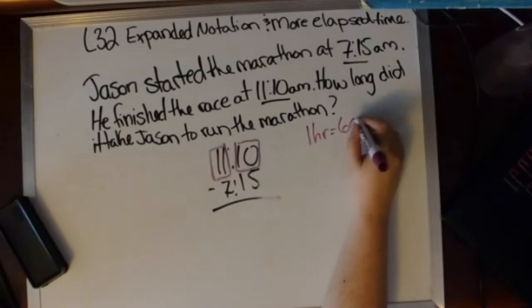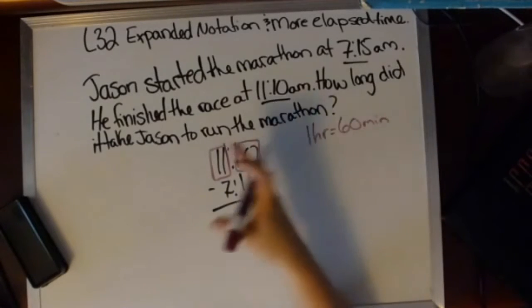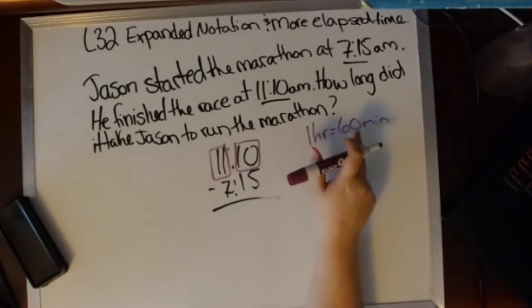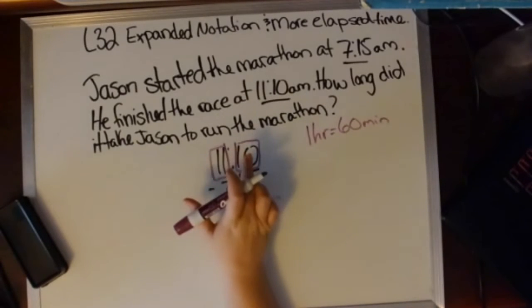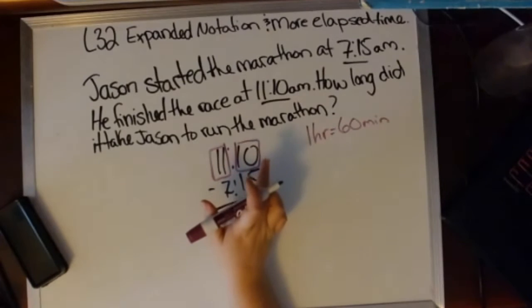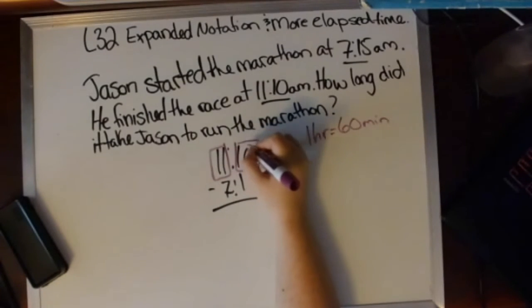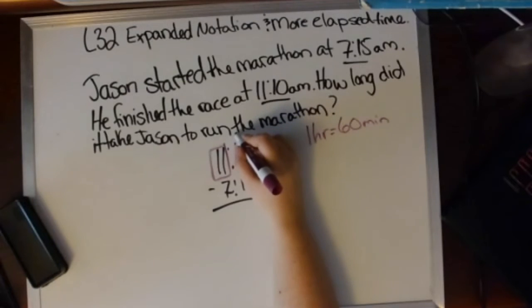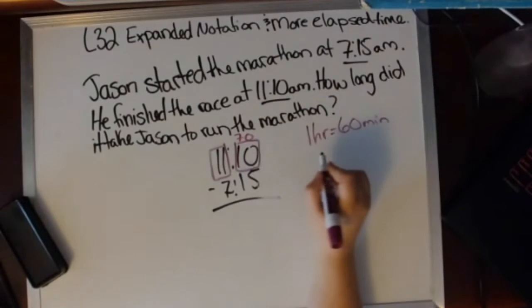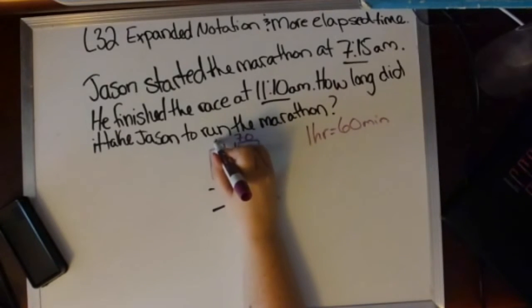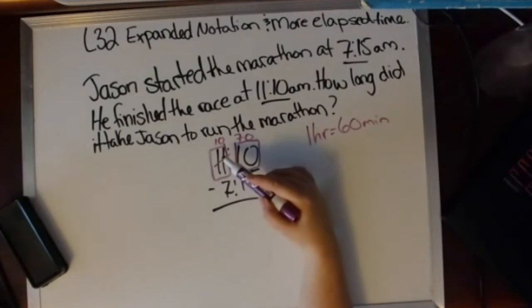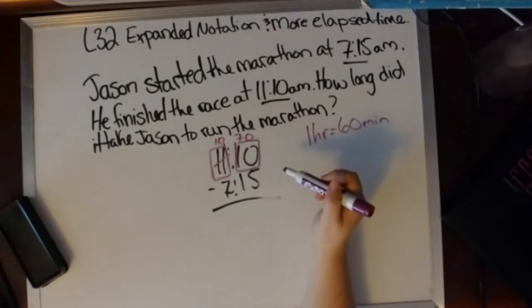It is 60 minutes. Okay, so we're not bringing 10 over, we're bringing 60 minutes over. You have 11 hours over here, and we're bringing one of them over here. 1 hour is 60 minutes, so you're adding 60 to 10. 60 plus 10 is 70. You now have 70 minutes, and this is now 10 hours. So we now have 10 hours, 70 minutes up top because I've borrowed one of the hours over.